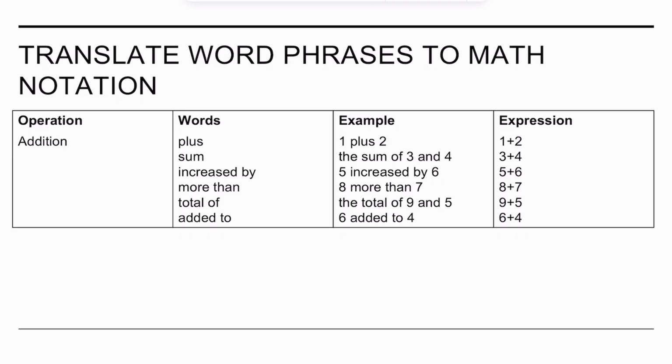Total of, the total of 9 and 5, so that would be 9 plus 5. And added to, so 6 added to 4 would be 6 plus 4. And so these are all different phrases that we can see that really indicate that we're doing some kind of addition.